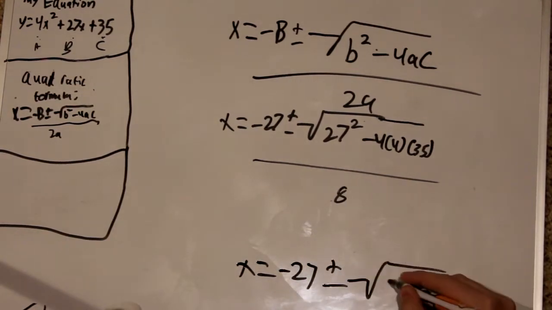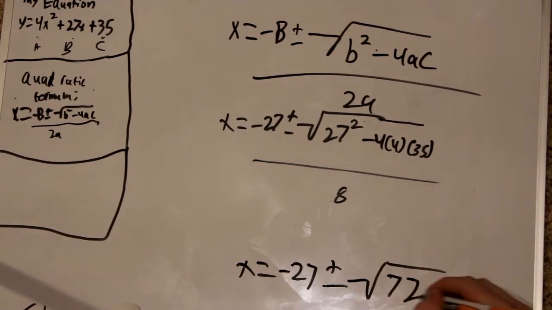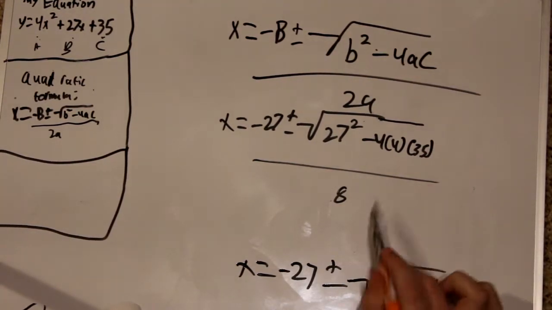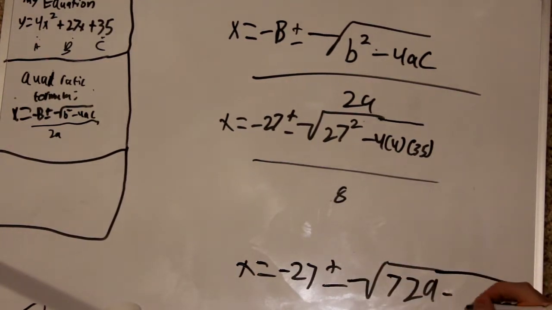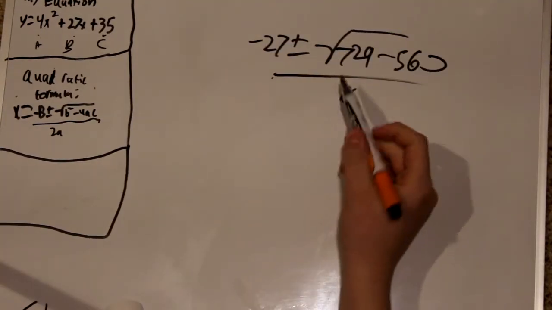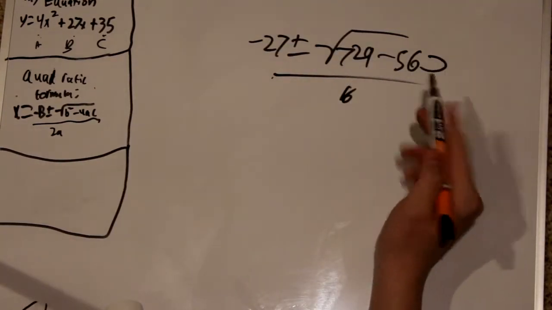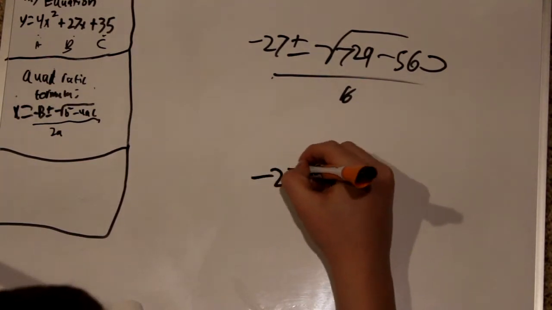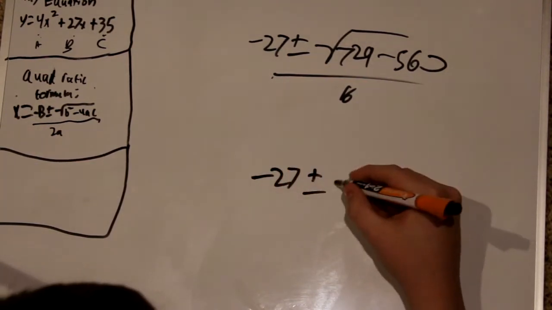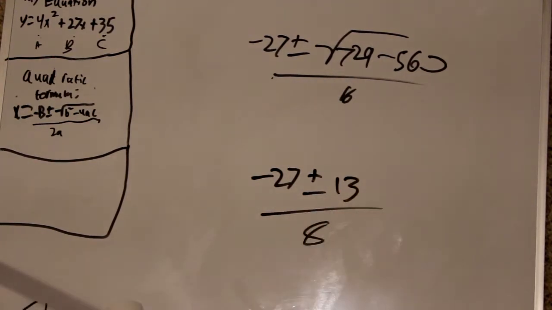27 squared is the same as 729. Since there are no other negatives to counter out that one, we know this part will be negative. 4 times 4 is 16. 16 times 35 is 560. All still over 8. So now that we have this, we can simplify 729 minus 560. This is 169. The square root of 169 is 13. So we've simplified that little part.